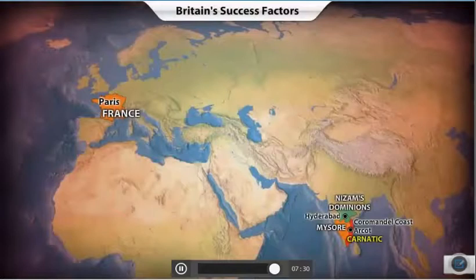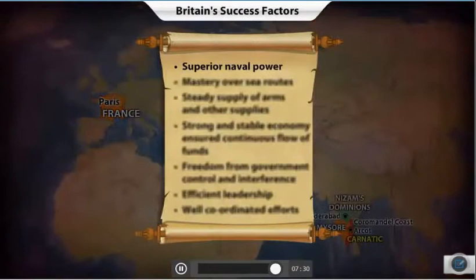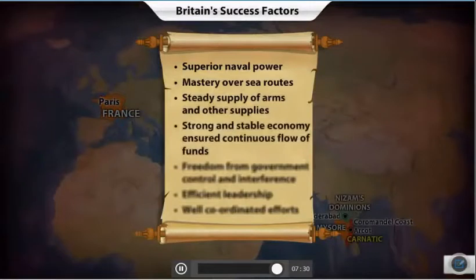The success of Britain in the Carnatic Wars greatly amounted to superior naval power and mastery over sea routes, which provided them with a steady supply of arms and other supplies. Besides, a strong and stable economy ensured a continuous flow of funds. Other success factors were freedom from government control and interference, efficient leadership, and well-coordinated efforts.